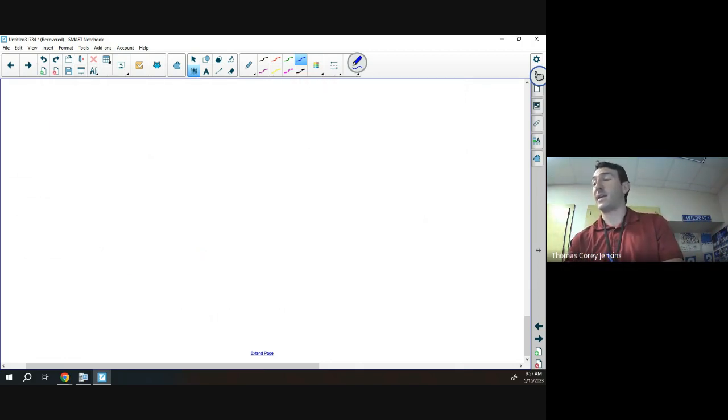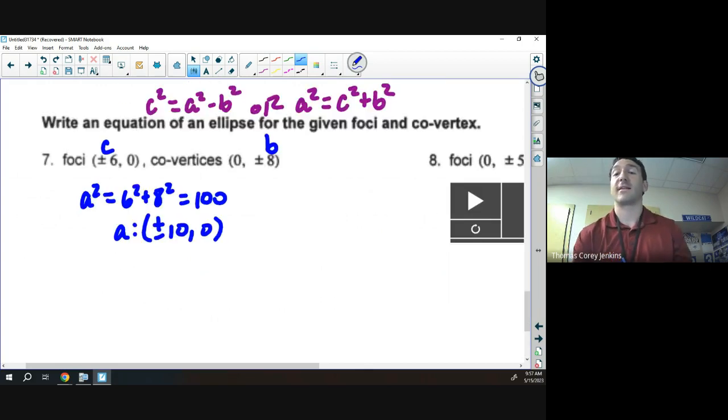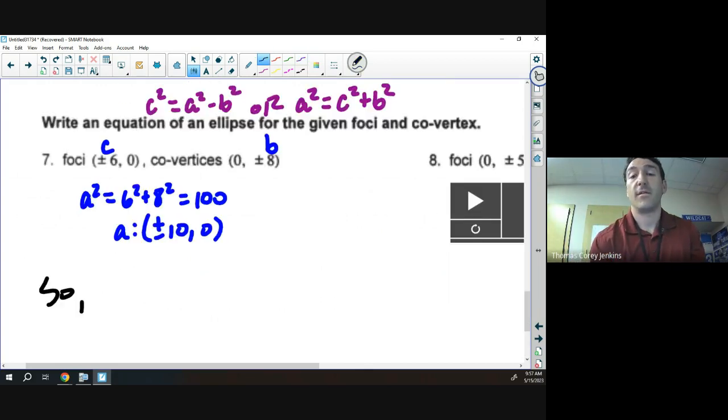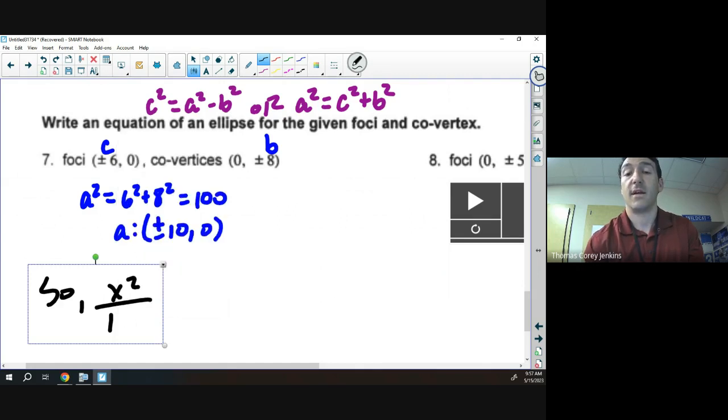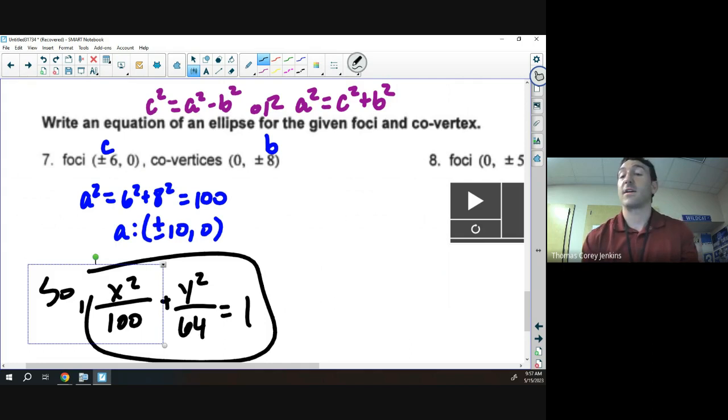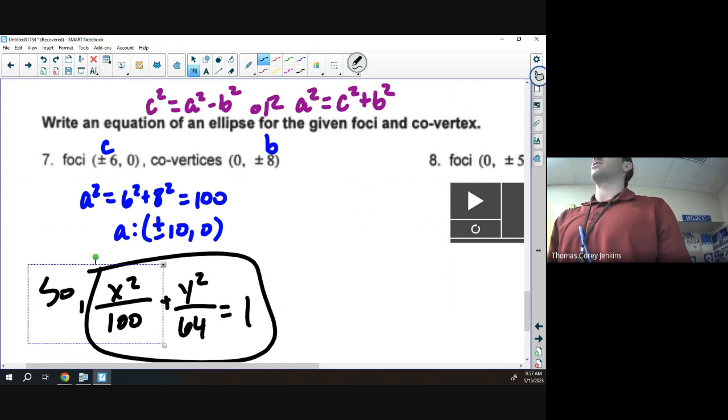So I have A, I have B. Now I just write my equation like I did in example 1. So it's x squared over 100 plus y squared over 64 equals 1. Notice 36 is not in my equation, right? Because the focus doesn't show up in the equation, just A and B. Okay. Anybody have any questions? All right. You'll try number 8, and that'll be it.